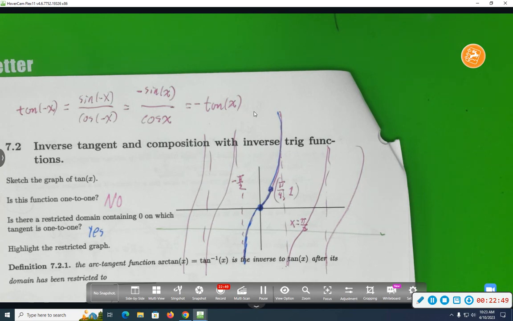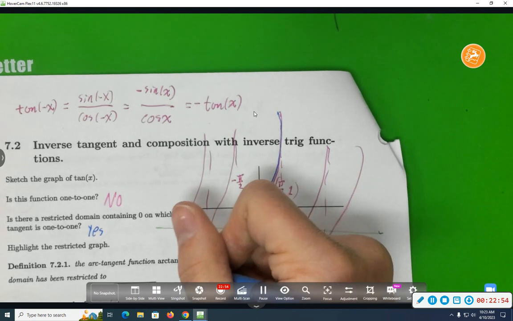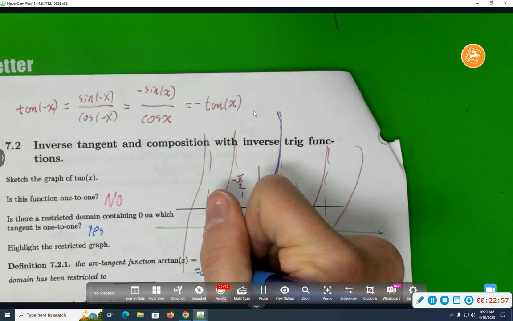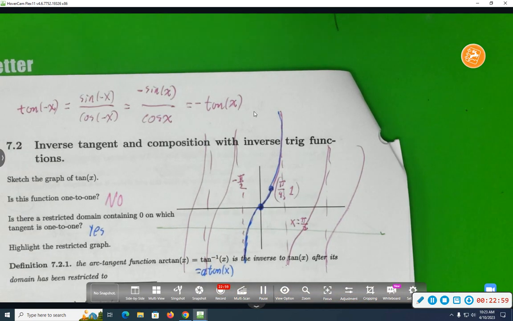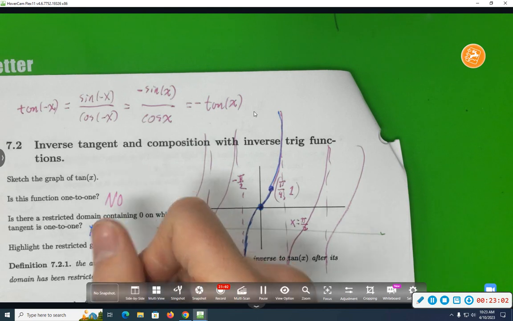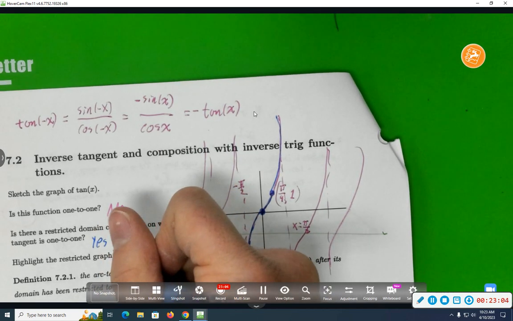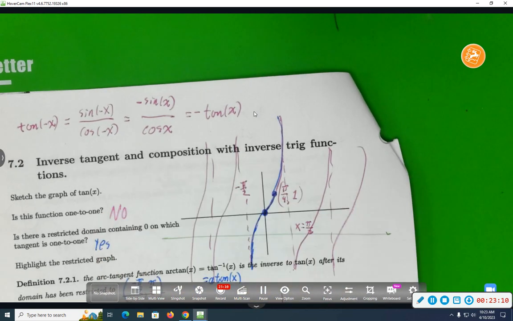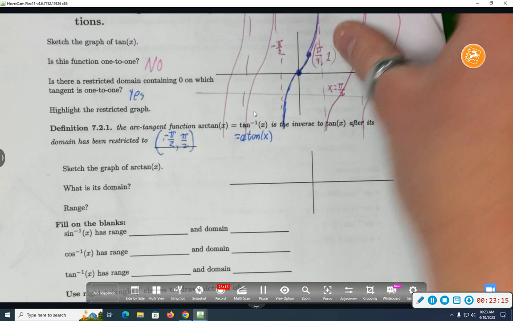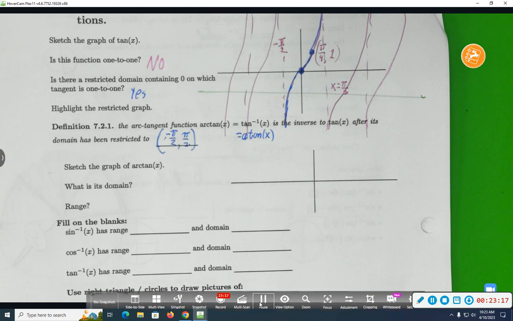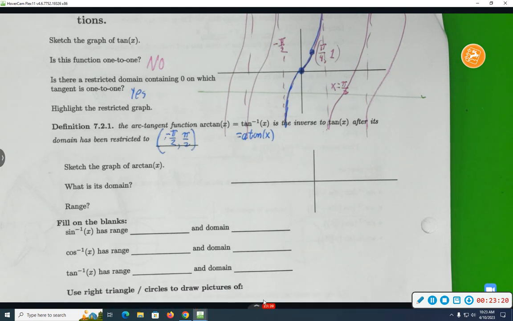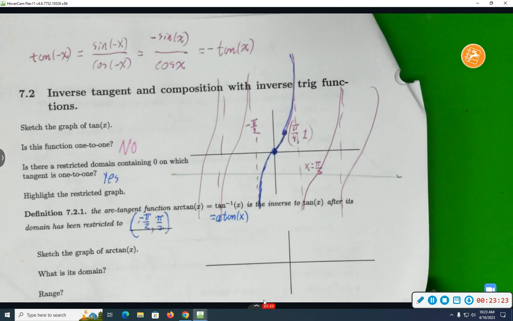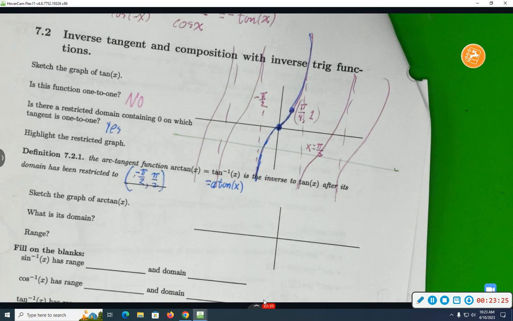The arctangent function, noted arctangent or inverse tangent, or depending on what computer system you're using, maybe it's written as atan of x, is the inverse to tangent of x after you restrict the domain to negative pi over 2 to pi over 2. And maybe just for emphasis, the way I've written that, I am excluding endpoints. Why should I exclude those endpoints? Yeah, they're not even on the graph. They're vertical asymptotes there.